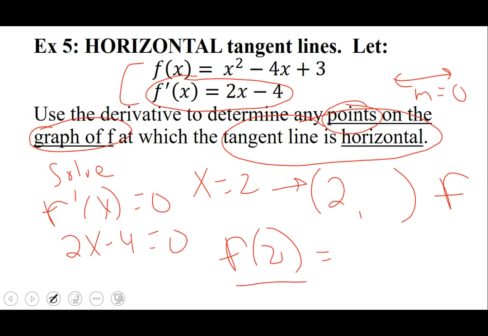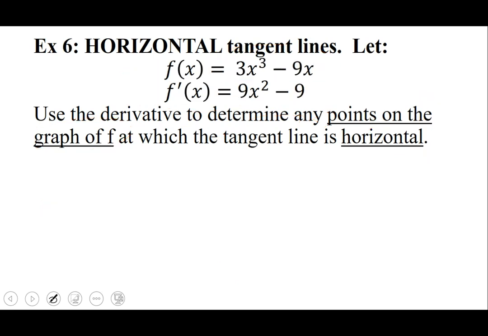Plug it back into the f, not the f prime. Use the f prime for slope. Use the regular f for the point. So 2 squared minus 8 plus 3, that is going to give you a y value of -1, which means that the answer to this question is that at the point (2, -1), there is a horizontal tangent line. If that made sense, maybe pause and try this last one here, last problem for the day.